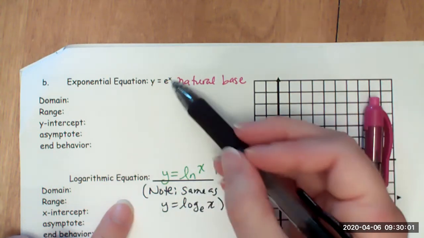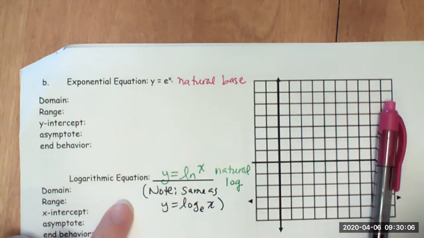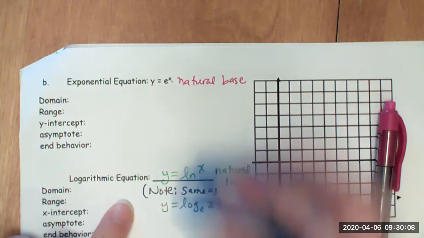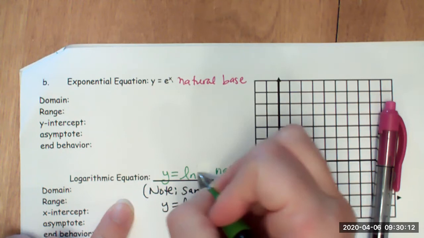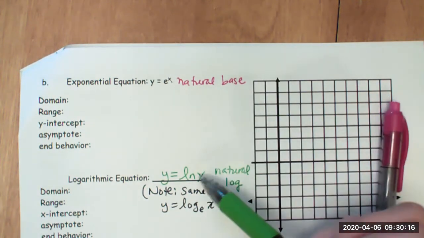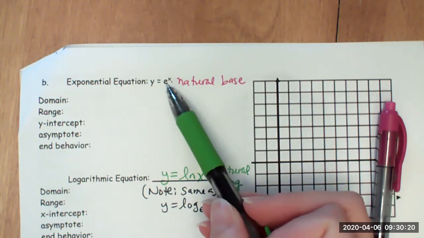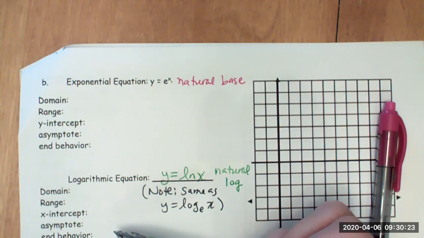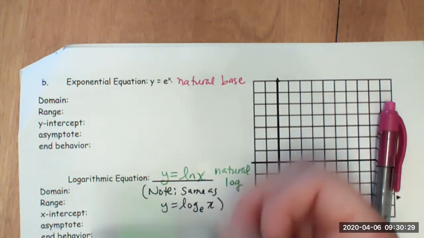Remember, you can see this natural log button on your calculator, and you'll notice that e to the x is the second function for it. Okay. So let's go ahead and make the tables, and we'll go back and fill in this information.